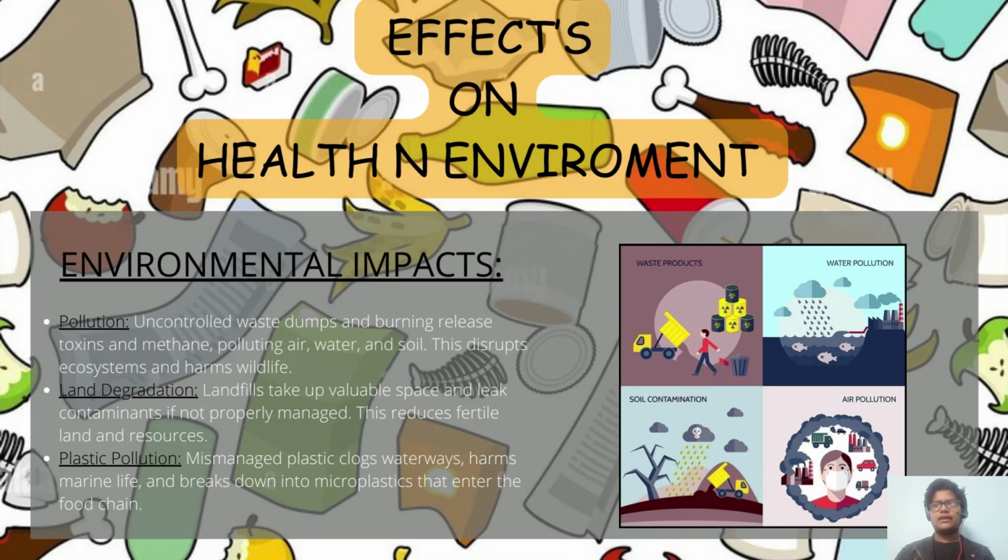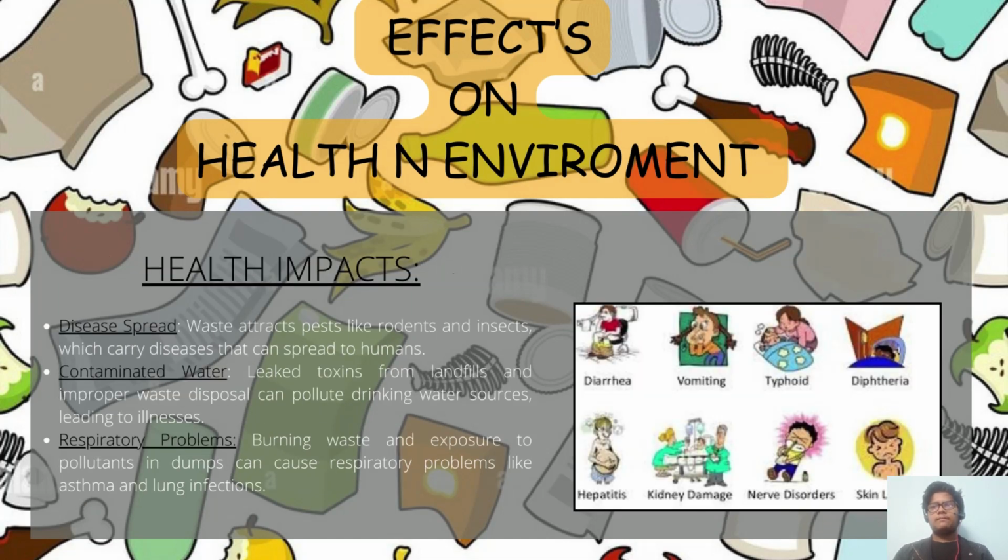Let's see the third key impact, that is plastic pollution. Mismanaged plastic waste, particularly from single use plastic, clogs waterways, that is rivers, streams, and oceans, harming marine life by entanglement and ingestion. Plastic also breaks down into microplastics, that is tiny plastic pieces less than 5 millimeters in size, which enter the food chain when ingested by small organisms and can accumulate in living things, posing a great threat to human health.